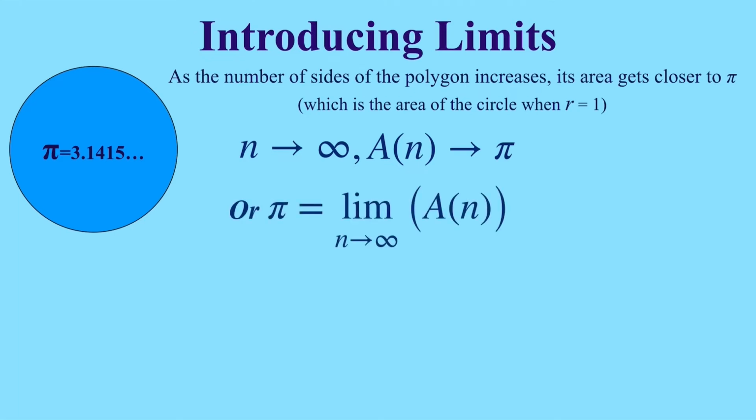And there's another way to write this. It's just a different notation. It means exactly the same thing. Pi is equal to the limit as n goes to infinity of A of n.